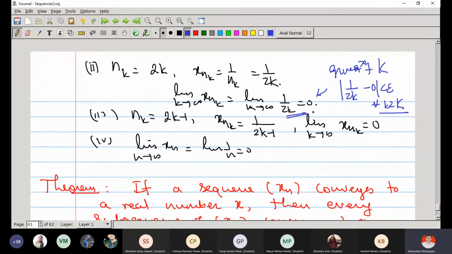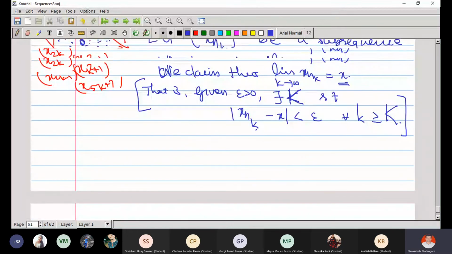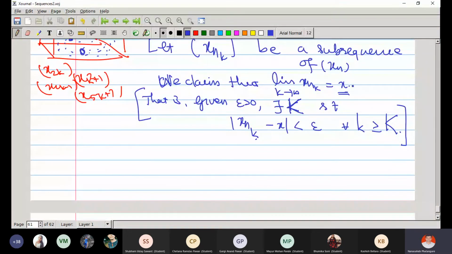What is the meaning of limit? Here our aim is to prove that the limit of this subsequence is x. That means as k tends to infinity, x_{n_k} tends towards x. What does it mean by the definition of limit? Given epsilon, can you produce K? The terms are within epsilon distance from x after K. Is it clear? Yes, sir. Right. So this is our aim.